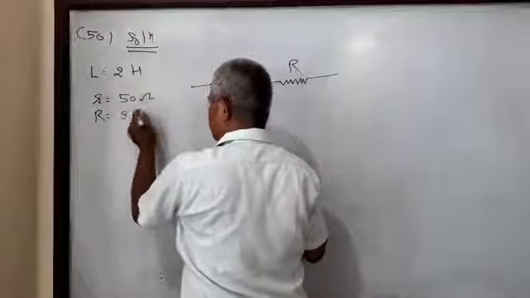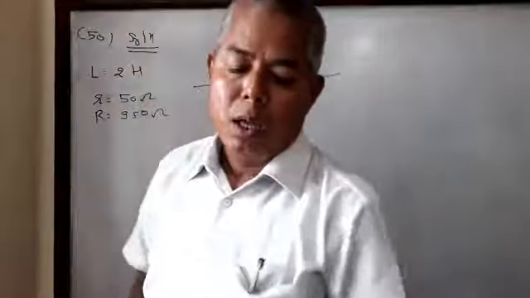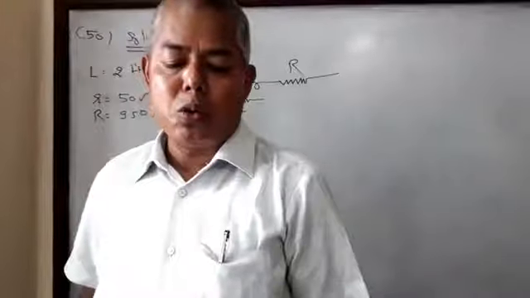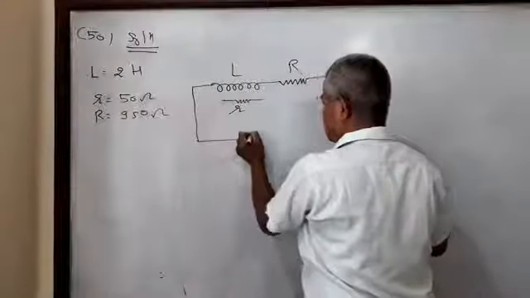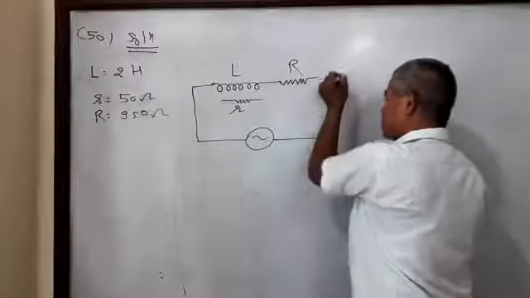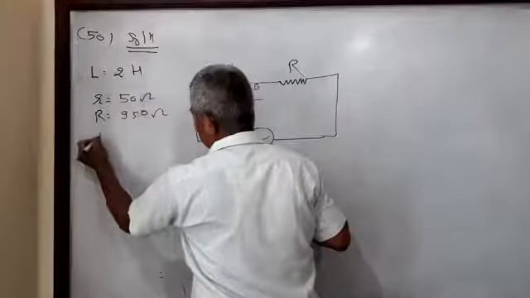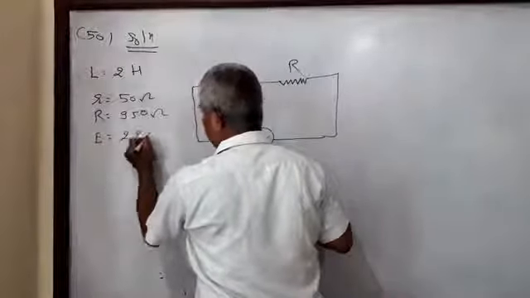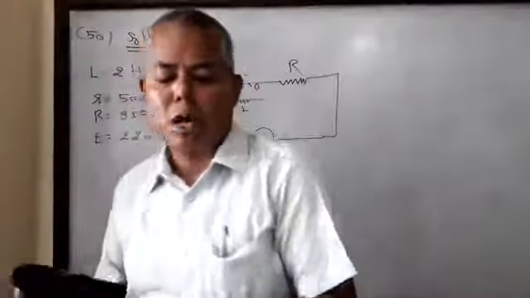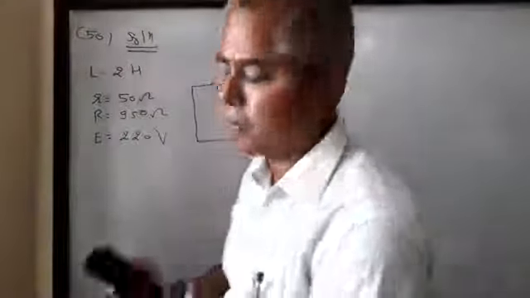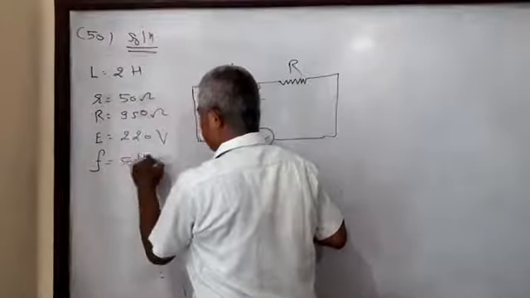The resistance has value 950 ohm. It is in series together with an AC source of EMF E, where E has value 220 volt, and frequency 50 hertz. The frequency is also given to us, 50 hertz.